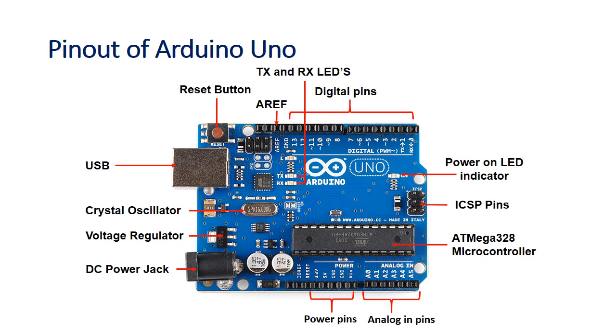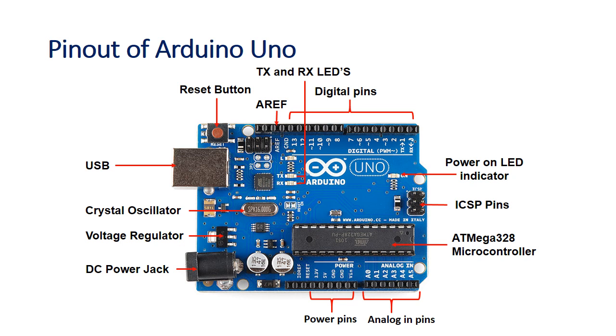This is the voltage regulator. Basically, this is a 5-volt voltage regulator. This is the crystal oscillator. This is a 16 megahertz crystal, and this crystal is used to provide clock pulses to this microcontroller, because this is the brain of our microcontroller. If these clock frequencies are not there, we cannot do any task.